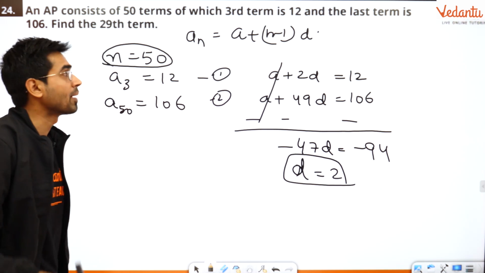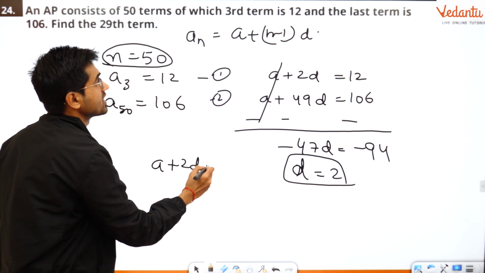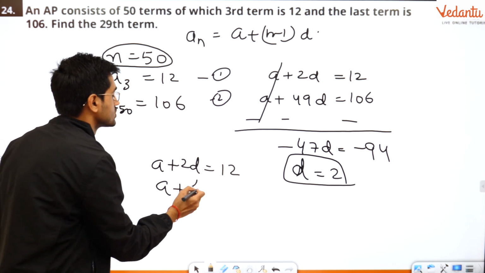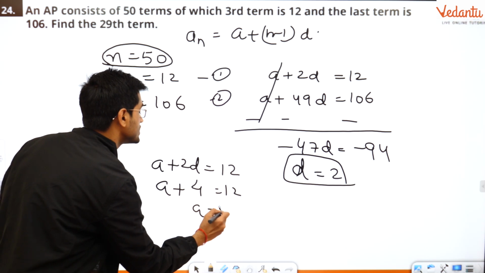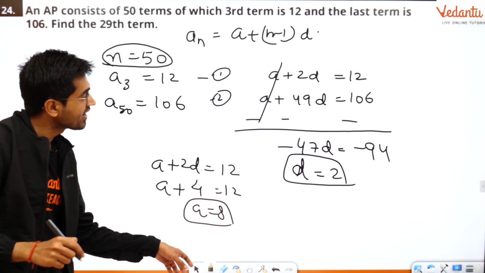If D is 2, what will happen? Put in any equation. I will put in the first equation. A plus 2D is equal to 12. So A plus 4 is equal to 12. So what is A? A is equal to 8. I have A, I have D.